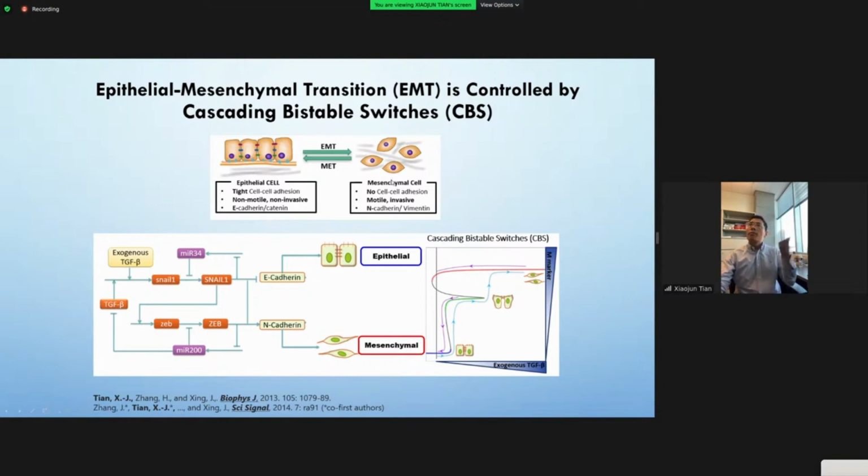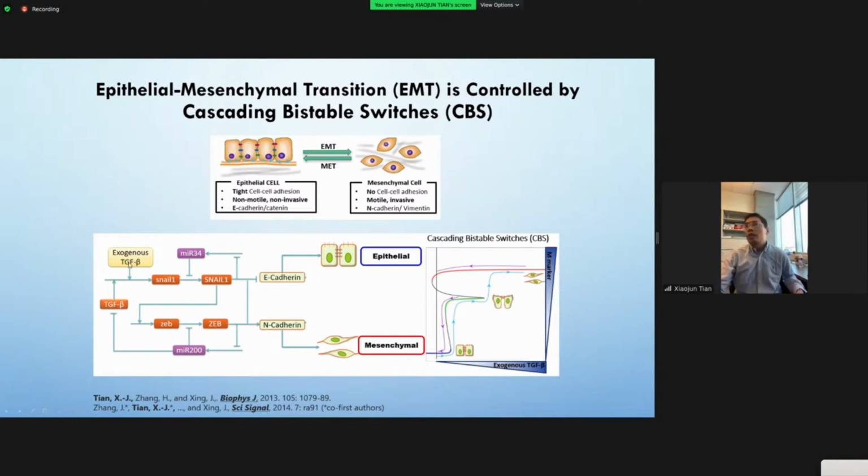But the cell can become individual and lose all of the connections and adhesions, become invasive, and that is the mesenchymal cell. So the transition from epithelial to mesenchymal cell is EMT, and the transition from mesenchymal to epithelial is MET. So it's a cell phenotype transition. I built the first mathematical model based on this gene regulatory network.